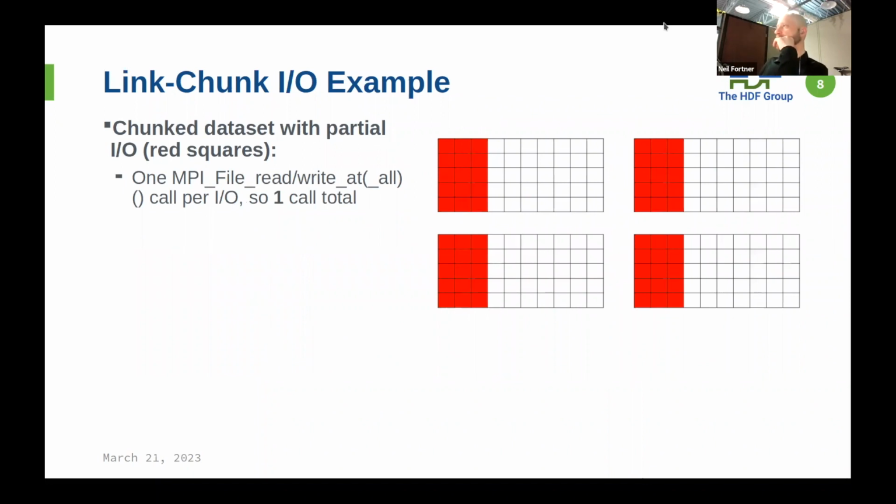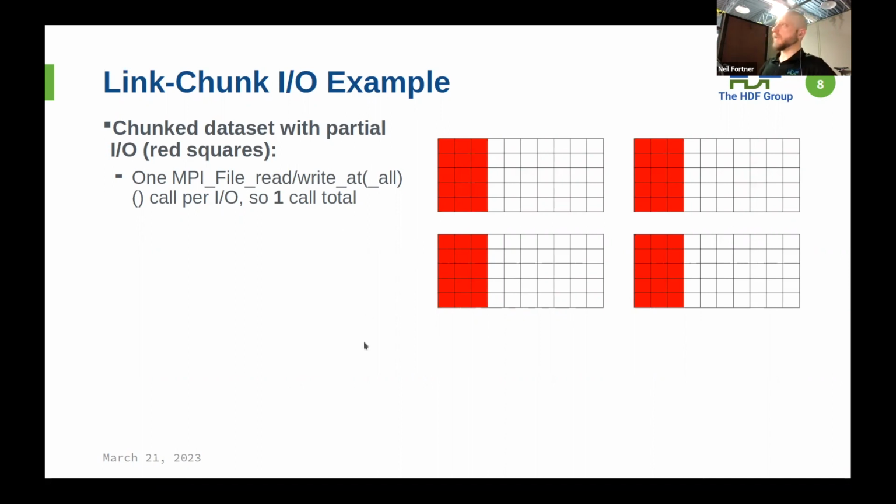And so again, back to the same example, if this is one data set, then the library will build a data type for this chunk, then build a data type for this chunk, then for this chunk, then for this chunk. It'll create a greater data type out of these 4 data types, so that there's just a single MPI data type that describes all 4 selections in all 4 chunks. And then it'll call MPI file read or write once.